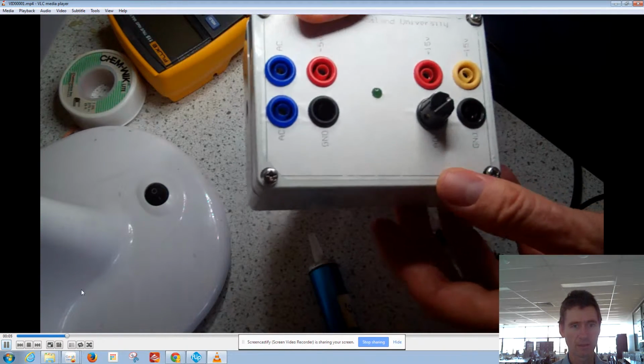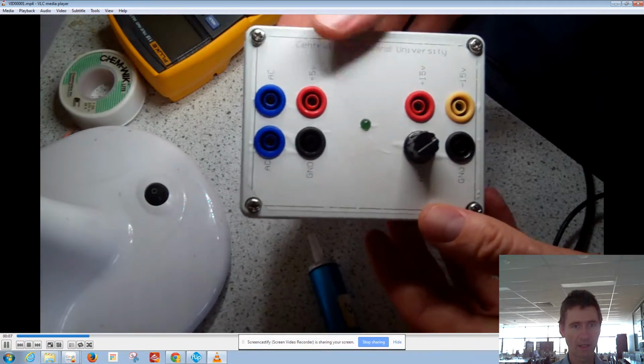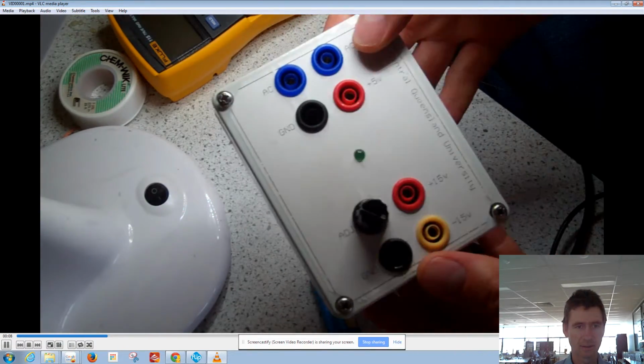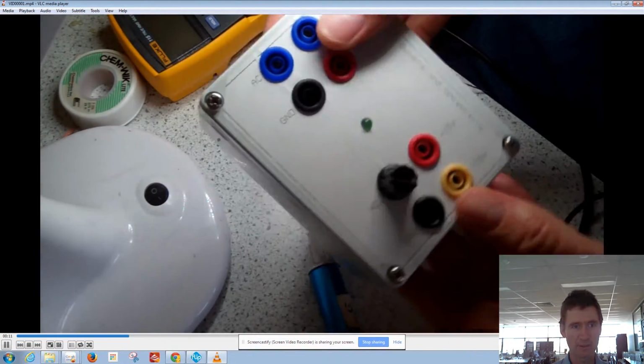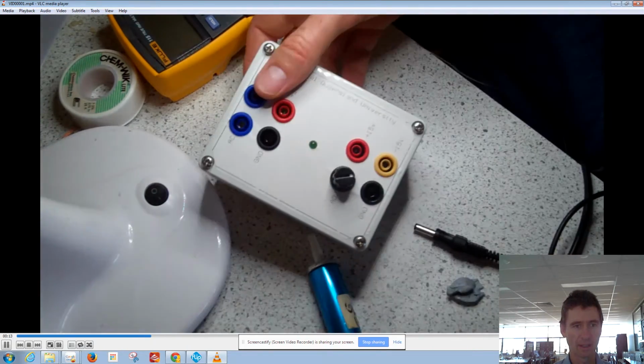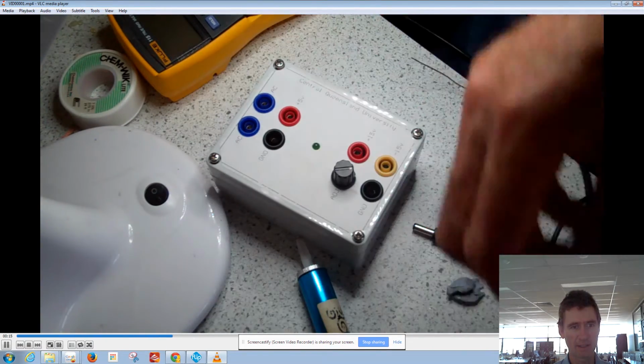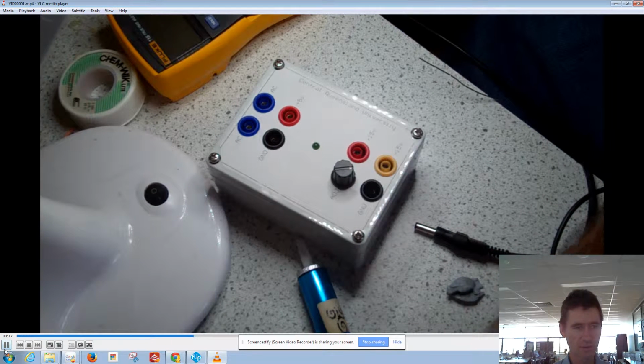So I'm just showing that little unit that we make in-house. We mill out the board with our printed circuit board milling machine, and we make the labels ourselves. The label story is pretty interesting.